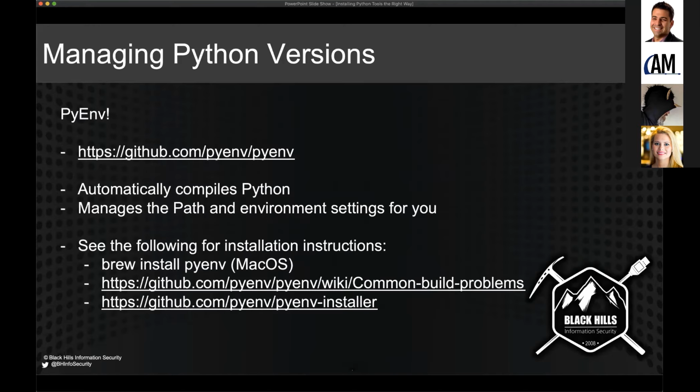Thankfully, there's this awesome project called PyEnv. PyEnv manages all of this for you. So it automatically compiles Python for you. It manages the path and environment variables necessary in order to make different versions of Python cooperate on the same system. It's pretty easy to install, especially if you're on Mac. You could just do brew install pyenv using Homebrew. If you're on any version of Nix operating system, you can refer to those GitHub links there.